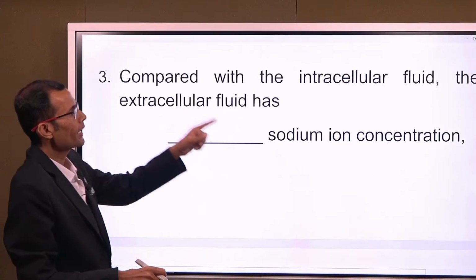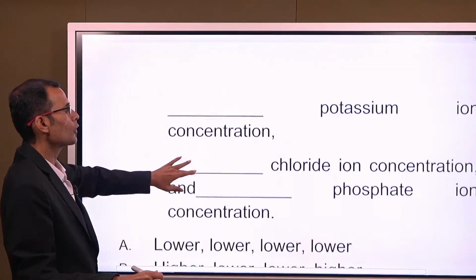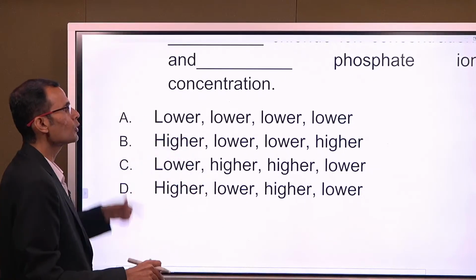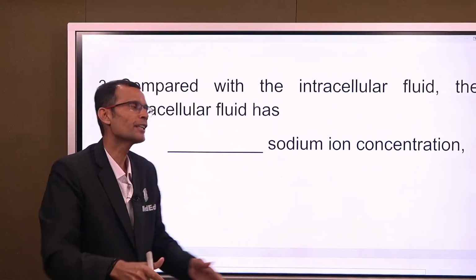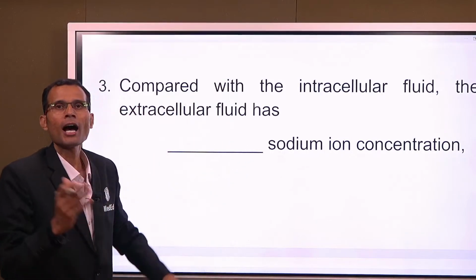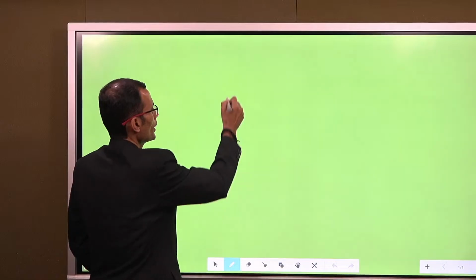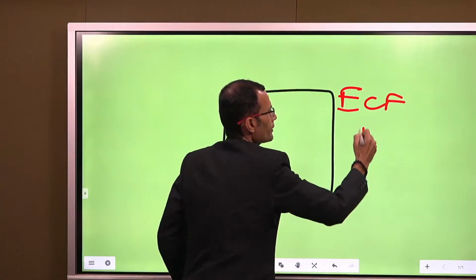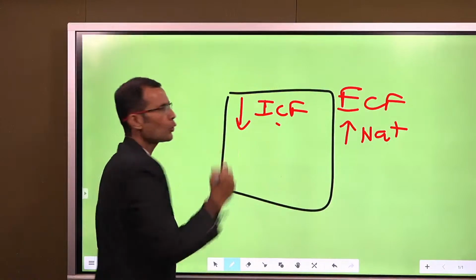So here they are asking ICF and ECF, and they are asking sodium ion concentration, potassium ion concentration, chloride and phosphate. And you can see here lower concentration, higher concentration, lower, higher, whatever. So it's very confusing on the face of it. Anyways, compared to ICF, the ECF has high sodium concentration. Let's draw it here. ICF and ECF. Now look, ECF has high sodium and ICF has low sodium.